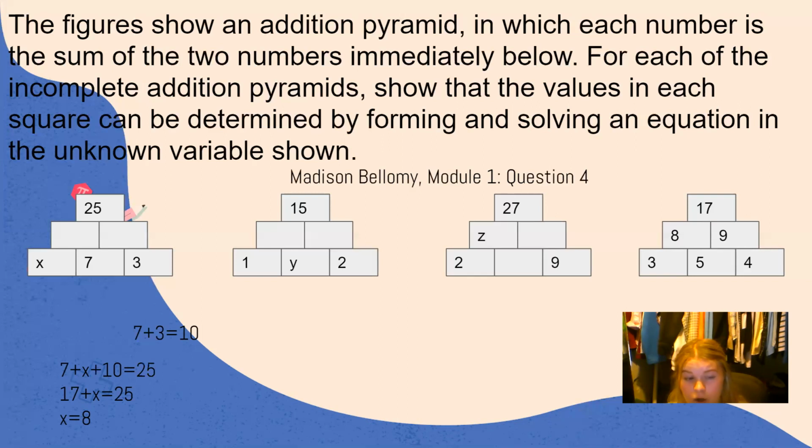We're going to add our two whole numbers together, 7 and 10, to get 17. So we'll have 17 plus x. Then we are going to subtract 17 from both sides. So 17 from that side is going to be minus 17 from 25, and that is going to leave us with x is equal to 8.